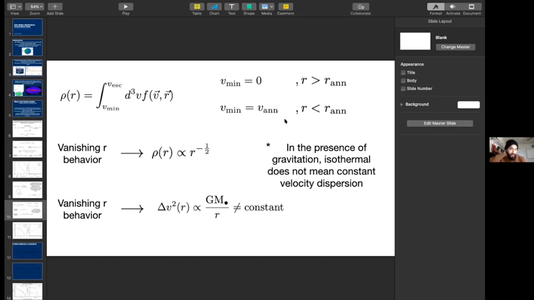Again, I plug it into the integration. I go through the steps, crank the mathematics, and what I find is for the large r behavior, nothing changes. It's still r to the minus 3/2. But for small r, I get an r to the minus 1/2 power law. So this is also known in the CDM paradigm. It's called the weak annihilation plateau.